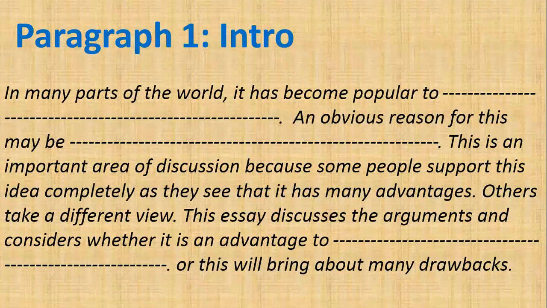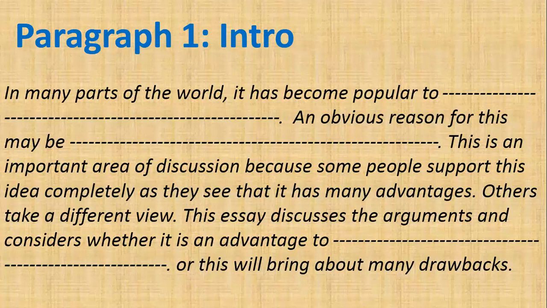Okay, after including the reason, you need to write one more sentence. This is an important area of discussion. Great. Once it is a major concern for a lot of people around the world, in many parts of the world, so it is an important area of discussion because some people support this idea completely, as they see that it has many advantages. So here you include that one big part of people, one big portion of people are for the idea because they focus on the advantages. They see only the advantages.